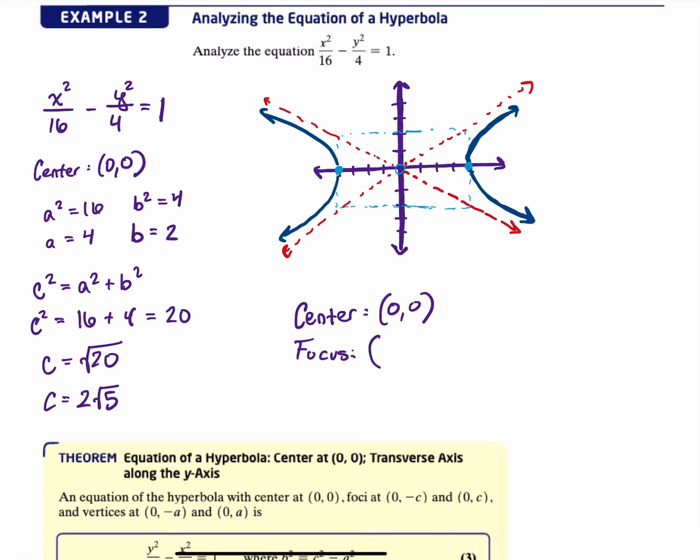So I can imagine one would be at negative 2 root 5, comma 0, and the other one would be at positive 2 root 5, 0. And then let's list our vertices. So that will be based on our a value. So we were a distance of 4 units to the left and right of our center point. So one will be at negative 4, 0. And one will be at positive 4, 0.